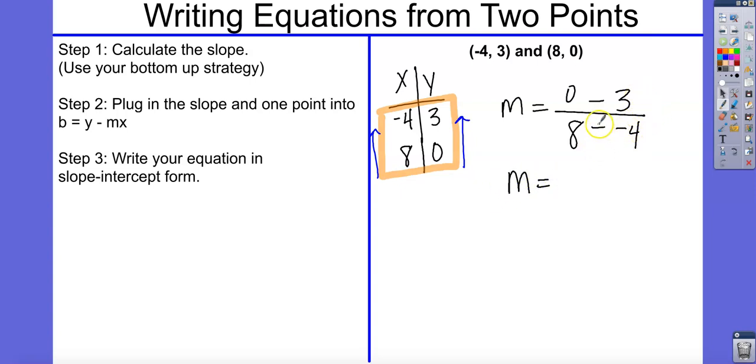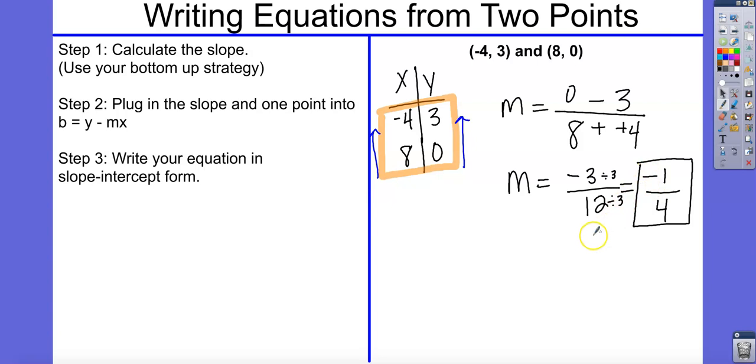Okay, this minus and negative will become plus positive. So 0 minus 3 gives me -3. 8 plus 4 gives me 12. And then we simplify. Remember, if it's a fraction, you want to leave it as a fraction. The only thing you're going to do is simplify it because we want to have a rise and a run. So I can divide both of these numbers by 3. -3 divided by 3 gives me -1. 12 divided by 3 gives me 4. So my final slope, just the slope, is -1 over 4.